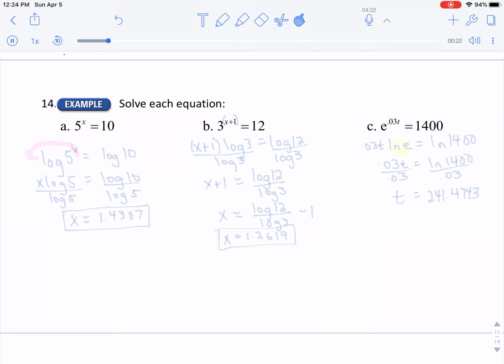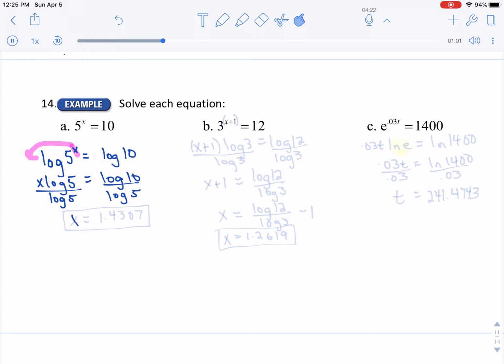So what I'm going to do different is I'm going to log both sides. When I log both sides, I get log of 5 to the x power equals log of 10. Now, using my power rule, I'm going to bring this x to the front. So that gives me x log of 5 equals log of 10. And then I want to get x by itself, so I divide both sides by log 5.